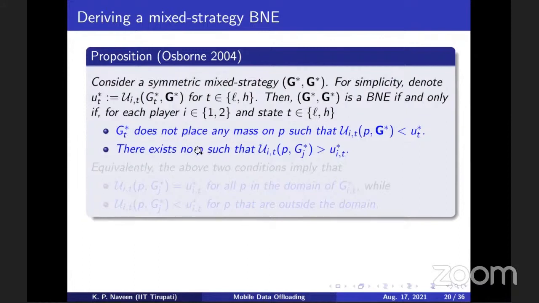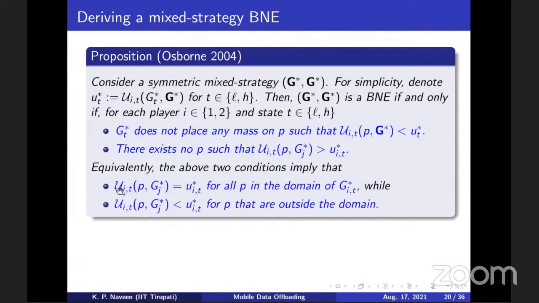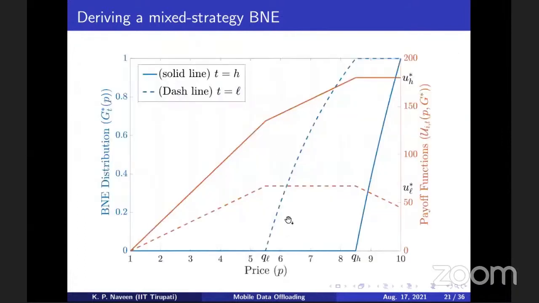That's the first condition. And there should not be any other p where, if I choose that price, I get a higher utility. Equivalently, for any p in the domain of this candidate distribution, the utility achieved should be the same, and for p outside the domain, the utility should be lower. I'll illustrate that point through this diagram here.